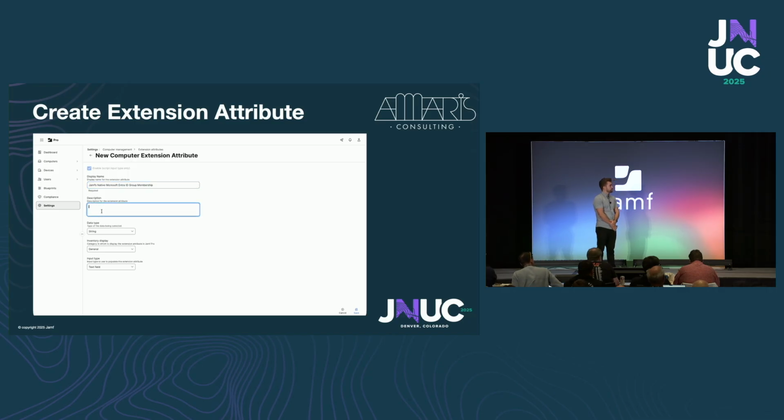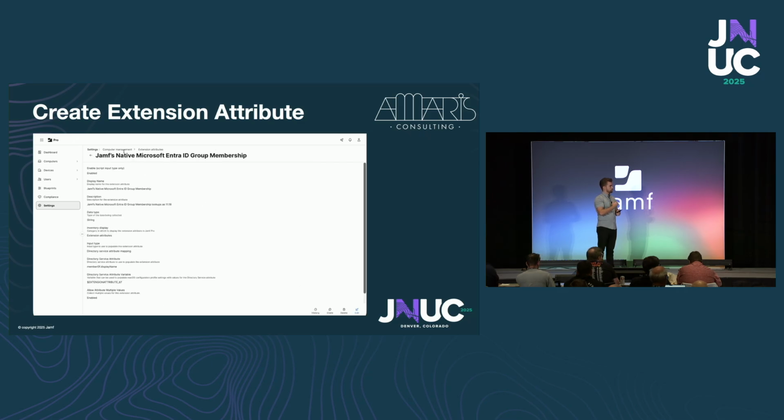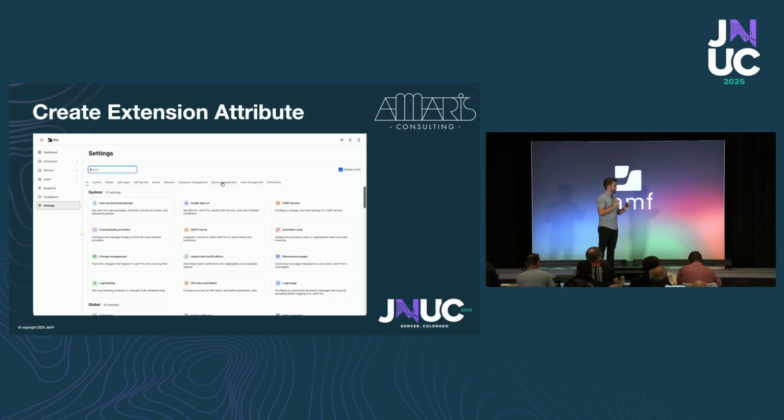I'll name this one Jamf's native Microsoft Entra ID group membership. The data type, I leave it to string. The inventory display in this case does not matter. I put it in extension attribute because it's more clean, but you can put it to whatever you want. And in my case, I put the directory service attribute to member of .displayName because I just want direct group membership in my case, in this example.